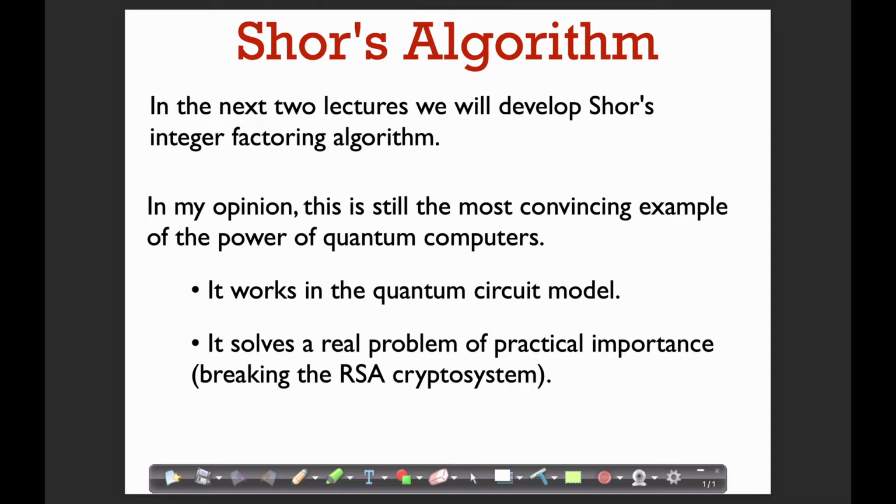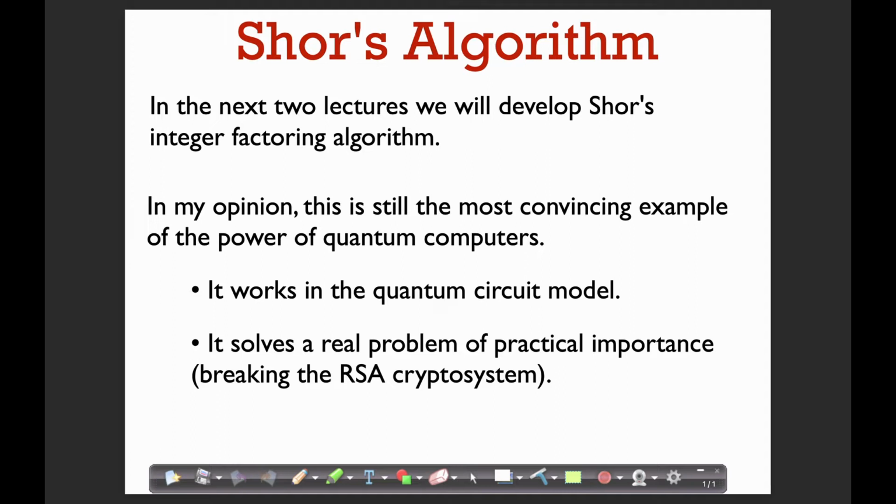On the other hand, Shor's integer factoring algorithm works in the quantum circuit model. Okay, so we can really just design a quantum circuit. It can take as input an integer and output a factor of that integer. So we don't need to assume access to any black box or special oracle. That's a really nice feature of Shor's algorithm. It works directly in the quantum circuit model.